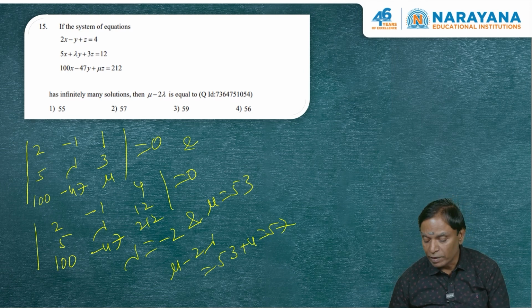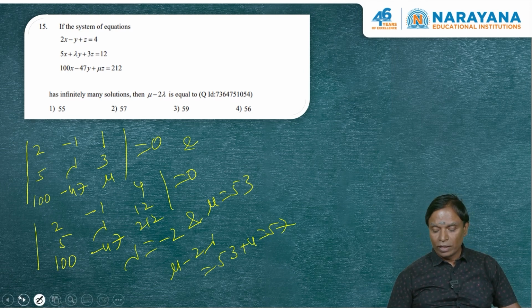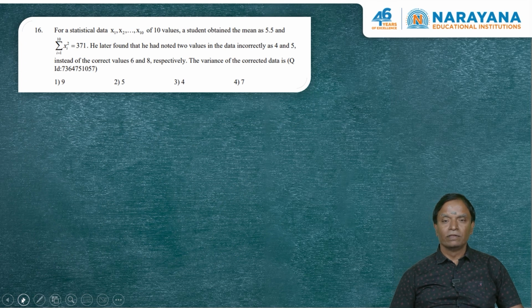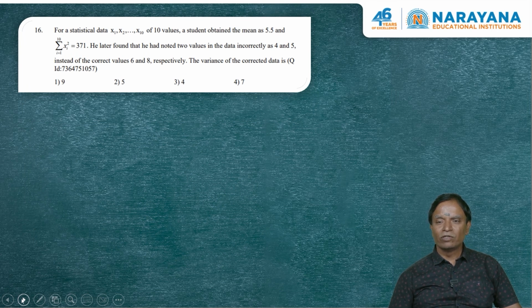Okay, expand the determinant carefully. Okay, let us go to the next problem. You are given the data. You are given the mean of the 10 values, means you can say sigma xi by 10 is equal to 5.5, which gives you sigma xi is 55. Sigma xi square is given, so you can find the mean and variance. Variance is nothing but 1 by 10 sigma xi square minus x bar square. It's an elementary problem, we can just ignore it. Let us go to the next problem.